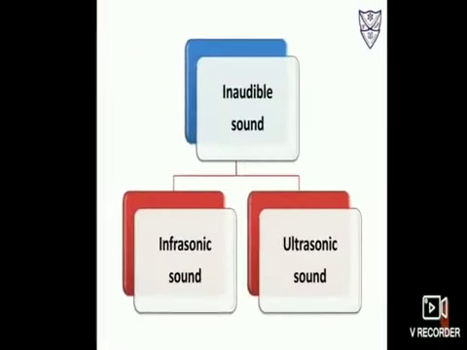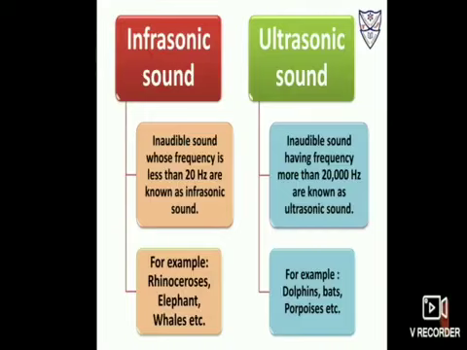Now further, inaudible sound is divided into two types, that is infrasonic sound and ultrasonic sound. Inaudible sound whose frequency is less than 20 Hz is known as infrasonic sound. Here we have taken the example of rhinoceros, elephant and whales, which produce infrasonic sound. Next is ultrasonic sound. Inaudible sound whose frequency is more than 20,000 Hz is known as ultrasonic sound. Here we have taken the example of dolphins, bats and porpoises, which produce ultrasonic sound.